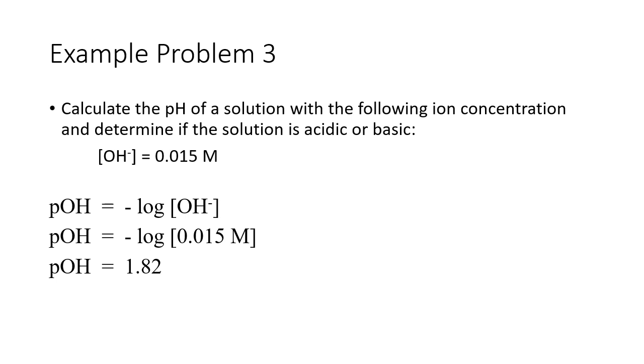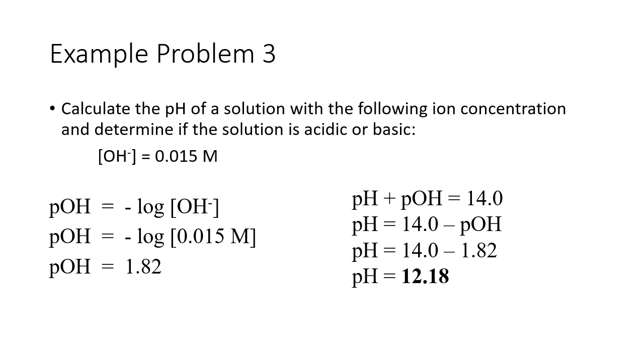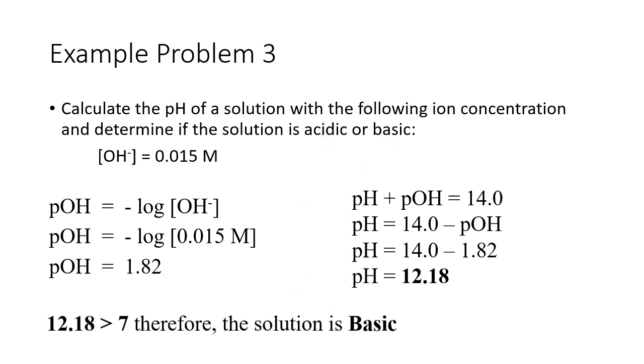Our next step is to calculate the pH from the pOH, and with that we write our equation of pH plus pOH equals 14. That simplifies to pH equals 14 minus the pOH, and then we'll plug in our values, 14 minus 1.82, and we get pH equals 12.18. Now, is this solution acidic or basic? Since 12.18 is greater than 7, the solution is basic.